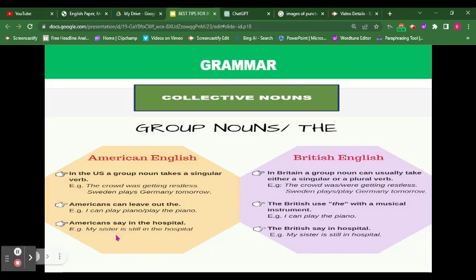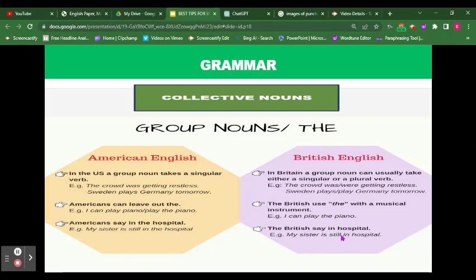Now, another area of difference is where Americans say in the hospital. This definite article is included. My sister is still in the hospital, to mean that she is sick and is being taken care of there. But in British English, the British say in hospital. My sister is still in hospital means she's still hospitalized.